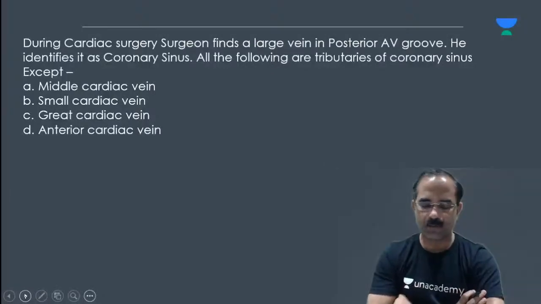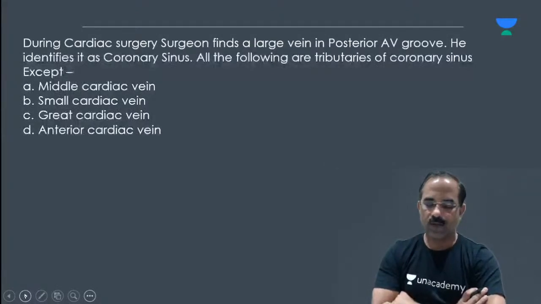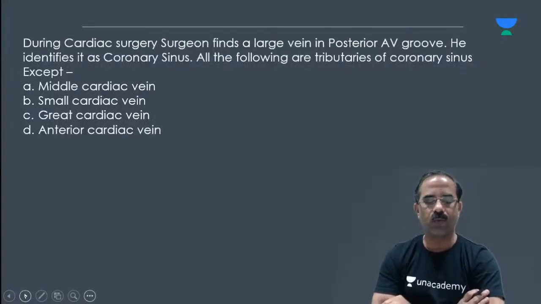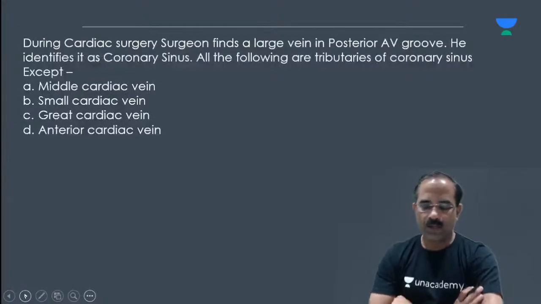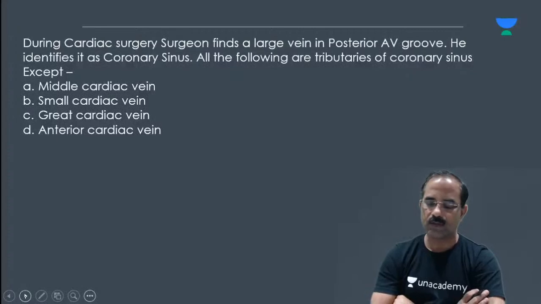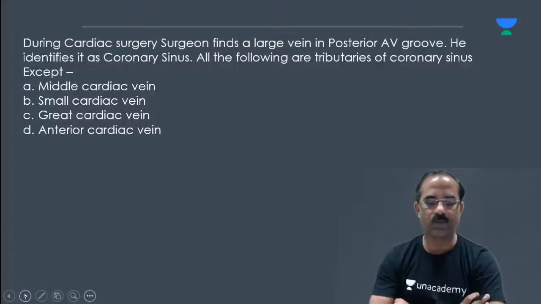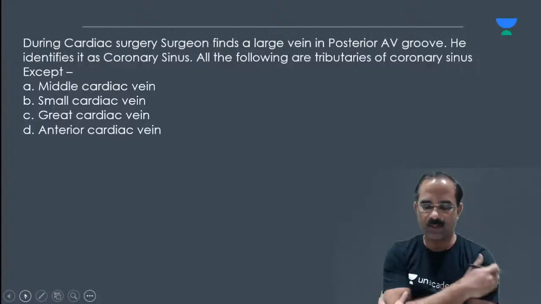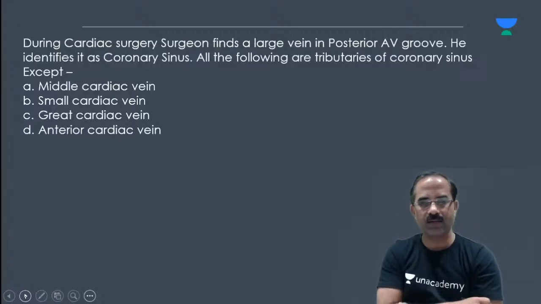Come on, students, answer this. During cardiac surgery, a surgeon finds a large vein in the posterior atrioventricular groove. He identifies it as the coronary sinus. All of the following are tributaries of the coronary sinus except. Answer this. Anyone? Come on, students, you can crack this MCQ.